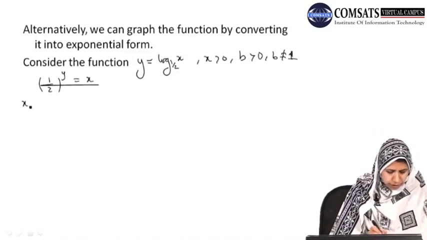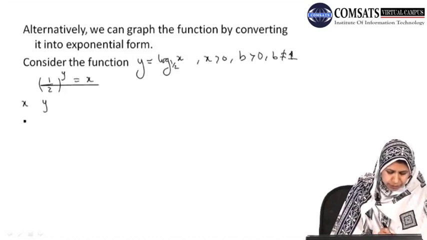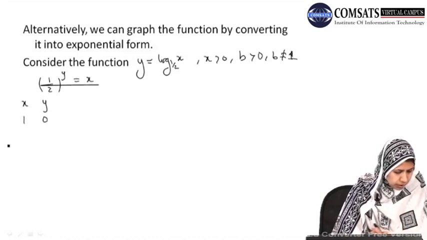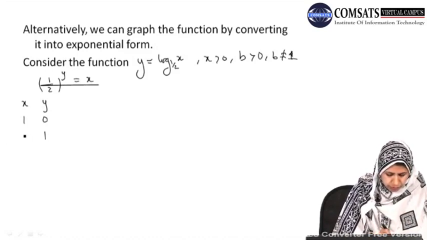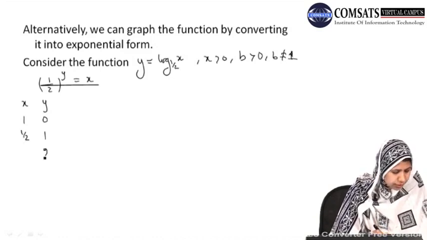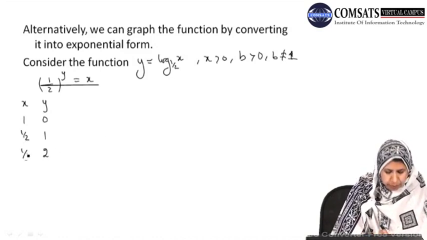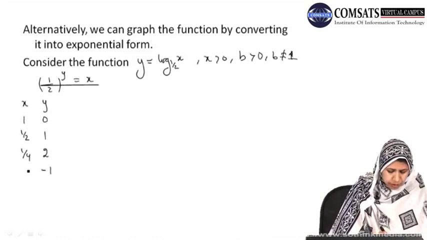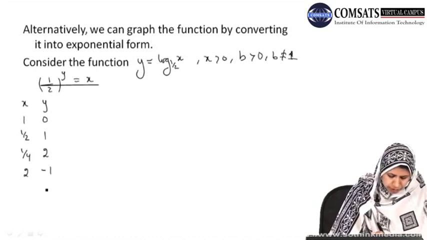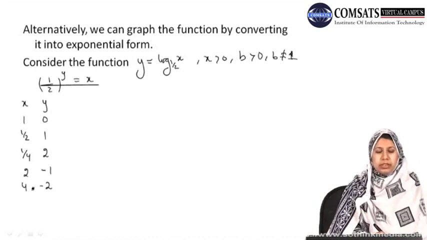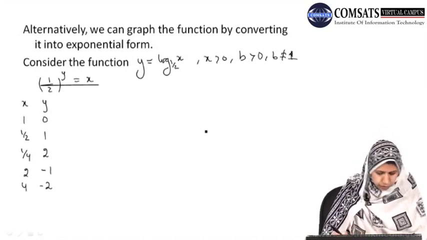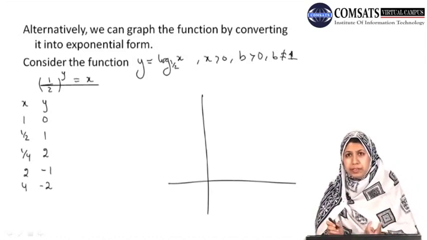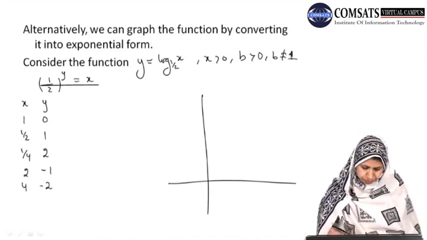Now some values of x and the values of y. When x is 1 or when y is 0, we obtain 1. When y is 1, we obtain 1 by 2. When y is 2, we obtain 1 by 4. And now the negative values. When y is minus 1, we obtain 2. When y is minus 2, we obtain 4. By using these values, we will sketch the graph of our log function with some base less than 1.